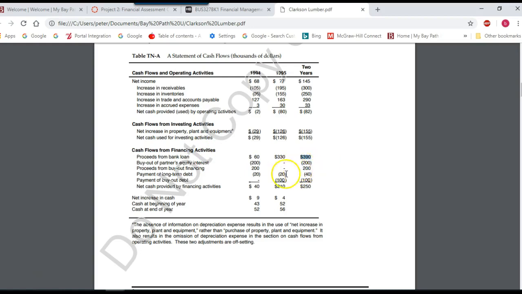But on top of that, we had to pay off a partner to buy out their interest. And then we took proceeds from a buyout of financing of $200K. These proceeds will likely not occur again in the following years. We paid down some debt, and we also did a buyout of debt. So net cash flow from financing activities is $250,000. And that's basically how we are financing it. We're going into debt.